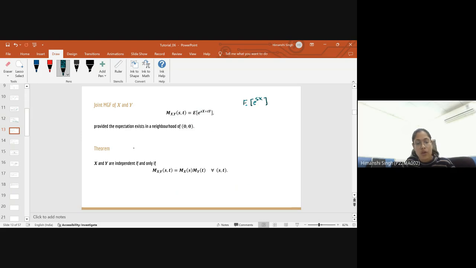Now, there is a theorem that if x and y are independent random variables, then this joint MGF can be written as the product of the individual MGFs. So in the case of independent random variables, we can write the joint moment generating function as a product of the individual moment generating functions of x and y. Otherwise, we cannot write it. And also it is an if and only if condition. So if I can write the joint moment generating function as a product of the individual moment generating functions, then we can say that x and y are independent. So this is basically the if and only if condition for independence.